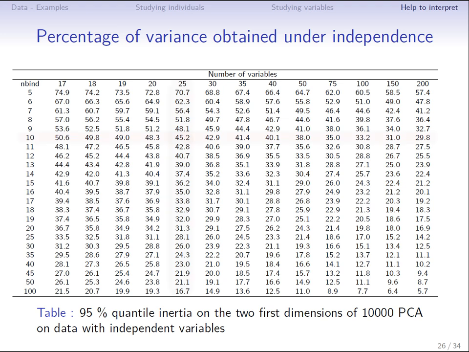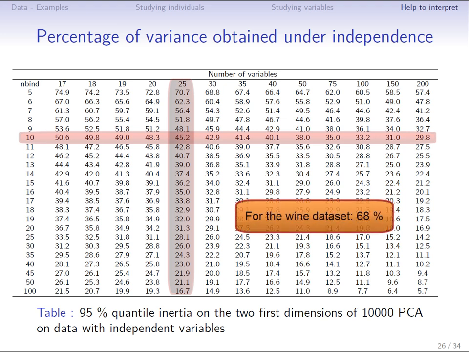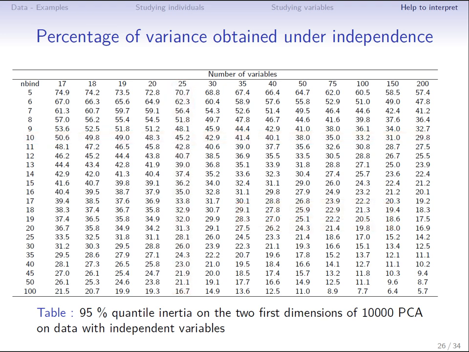Here is another table when the number of variables is greater. With 10 individuals and 27 variables, the 95% quantile of the percentage of variance equals approximately 26%. In our example, we had a value of 68%, which is higher than 26%. So my map explains more information than a PCA plane I would have with independent variables. So that means that my summary is very concise and there are not only independent variables in my dataset. There are strong relationships between my variables.